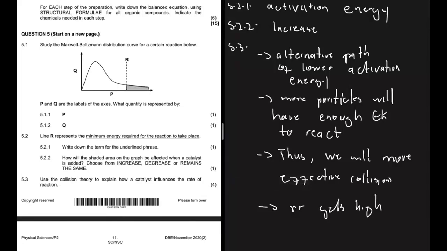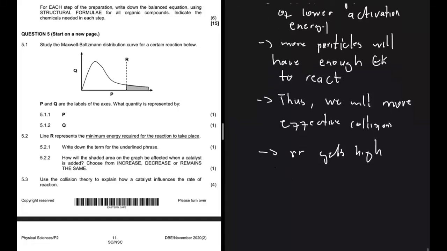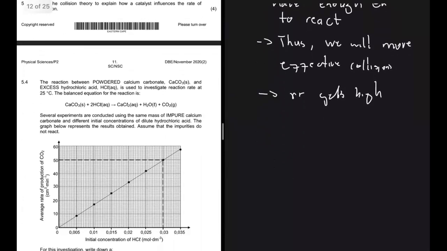When you add a catalyst, there will be an alternative path of lower activation energy. So particles that previously didn't have enough EK, now they do, and they will react, right? And the more the number of reactions, the more the number of effective collisions, and then the reaction rate will go up. And then we move ahead to 5.4.